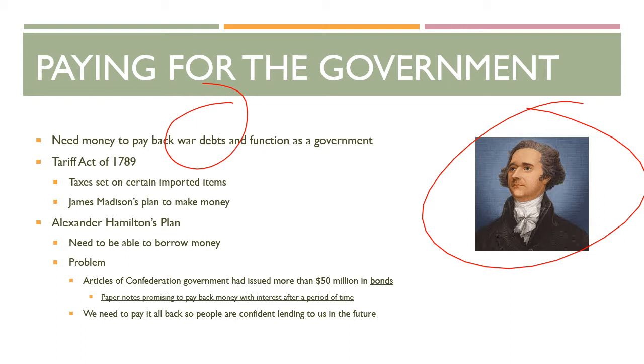And what Alexander Hamilton said is we need to pay back all 50 million of these bonds and all of these war debts and everything else. We need to pay all of it back so that people are confident lending to us in the future. Because if you have a bond and you never get that money back from the government, then you're never going to borrow money. You're never going to buy another bond. You're never going to do that again because you just gave your money away. So he said, we really need this confidence in us that we are going to pay back in order to ever be able to borrow money in the future.